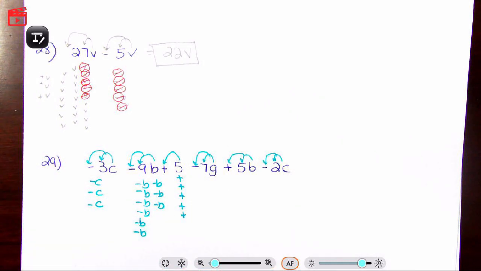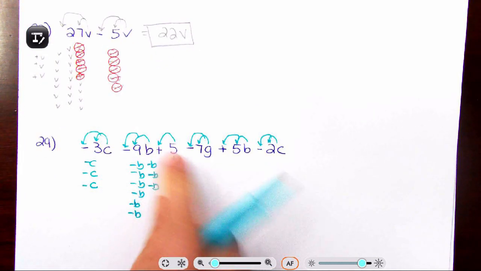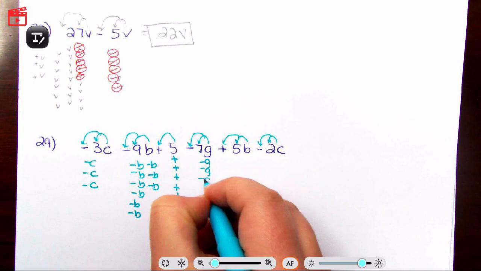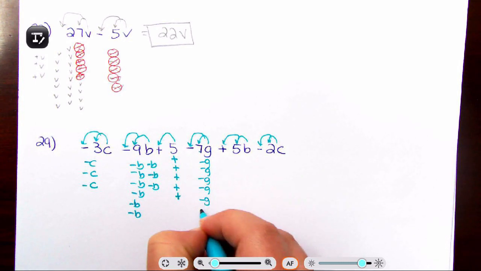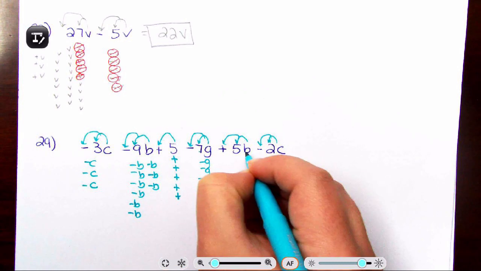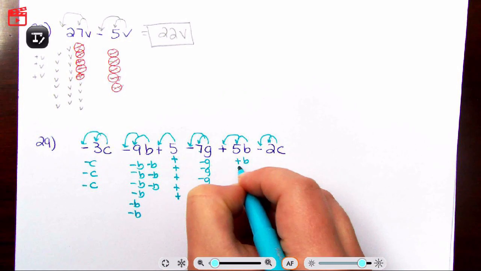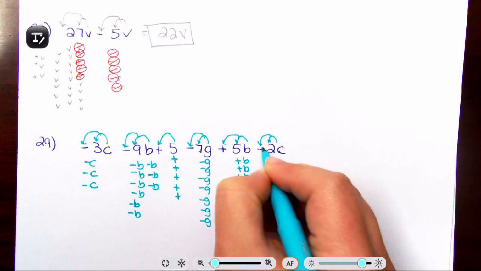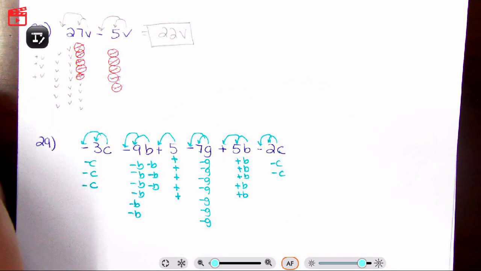Notice the pluses don't have a letter, so this is without a letter. 7 G's that are minus. 1, 2, 3, 4, 5, 6, 7. 5 B's that are plus. 1, 2, 3, 4, 5. And 2 C's that are minus. 1, 2.